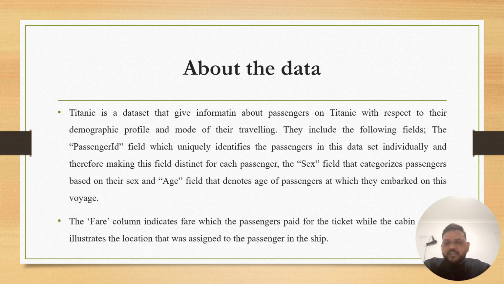This slide is showing that Titanic is a database that gives information about passengers on the Titanic with respect to their demographic profile and mode of travel. They include the following fields: the passenger field, which uniquely identifies the passengers in this data set individually, and therefore makes this field distinct for each passenger. The sex field categorizes passengers based on their sex, and the age field denotes the age of passengers at which they embarked on this voyage. Go to the next slide.